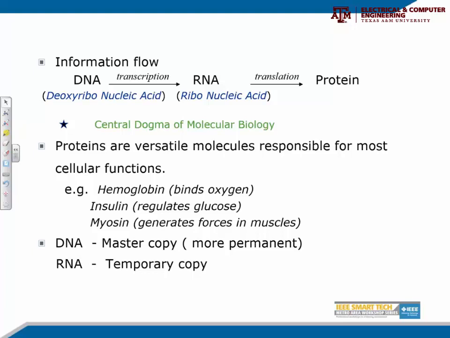But the take-home message from here is that the information that is contained in the DNA, that is the master copy. That's the more permanent one. And the RNA is the temporary copy that is produced on an as-needed basis. So if a particular protein is needed, the corresponding stretch of DNA is copied into RNA and then translated into protein.